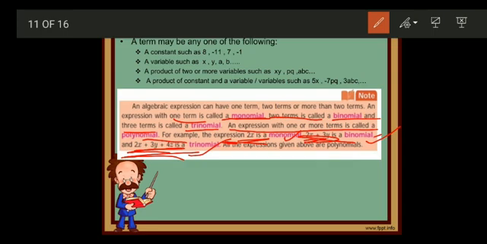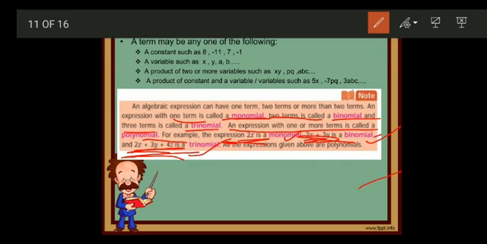If an algebraic expression is having only one term, then it is called monomial. If it is having two terms, then it is called binomial. And if it is having three terms, then it is called trinomial. Why? Mono means one, so if it is having one term, it is monomial. Bi means two, so if it is having two terms, it is binomial. Tri means three, so if it is having three terms, then it is called trinomial.